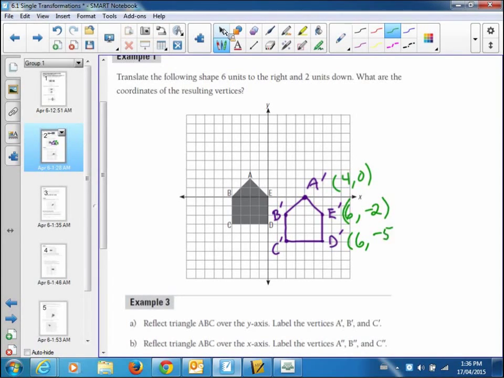6, then negative, what's that, 5? You watch, because I'm doing this, I make mistakes. What's this, 2? Negative 5. And you have to use those round brackets around them too. And then that's 2 comma negative 2 for B.